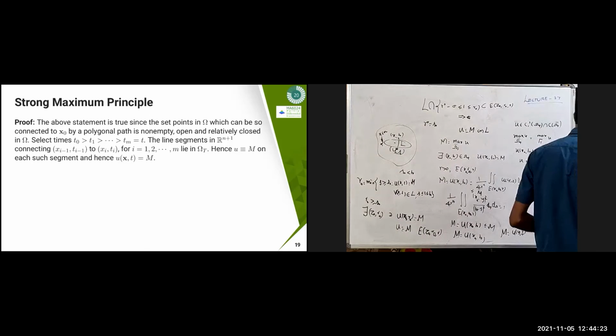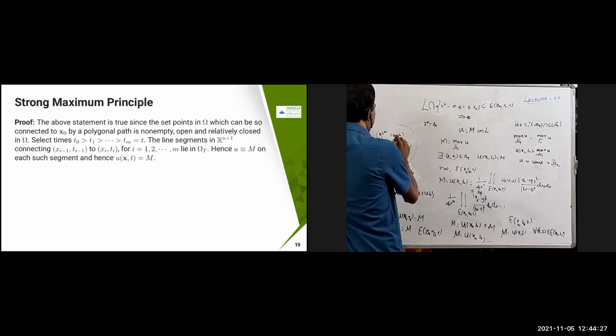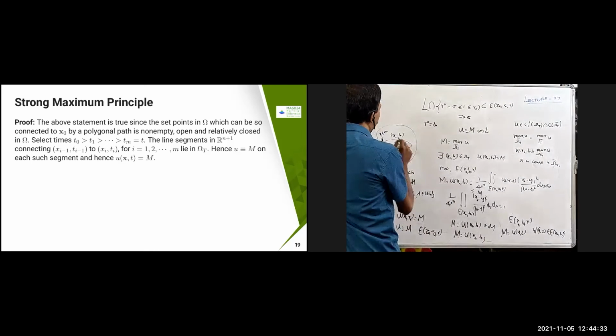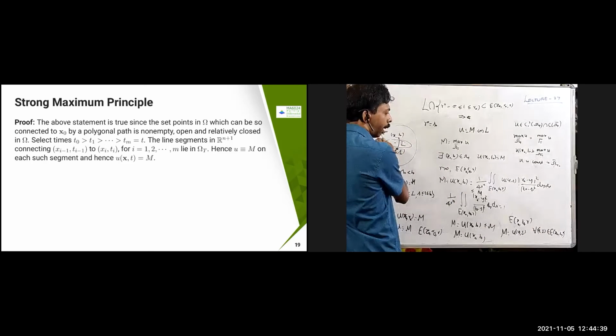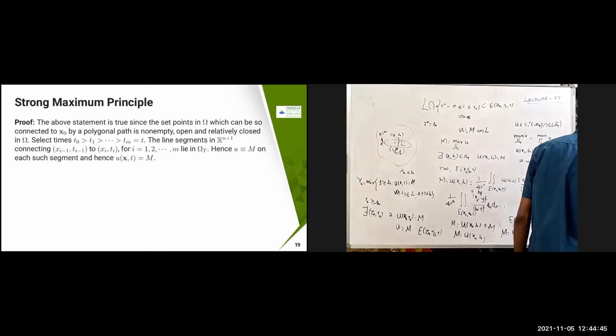So therefore, the proof is done. That's all. If you take any point, and you have taken x0, t0, since omega is connected, you can connect them through some polygonal path, and for each of the segments u equals M. Therefore, for this x it is true. If I take any x arbitrary, you can find that. Therefore, u is going to be M on the entire domain.